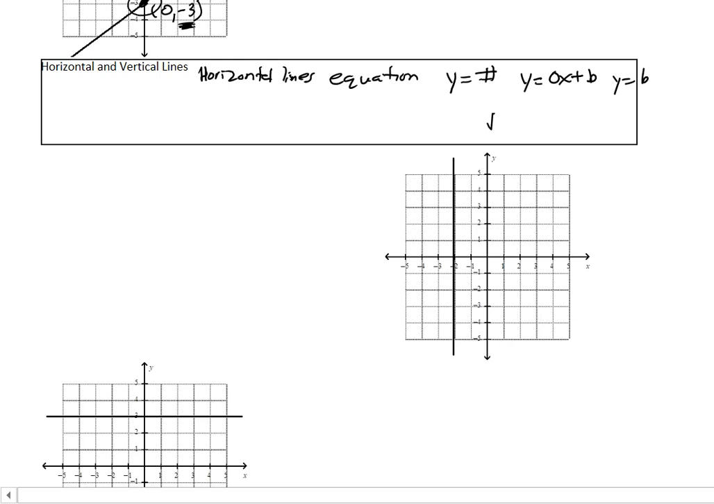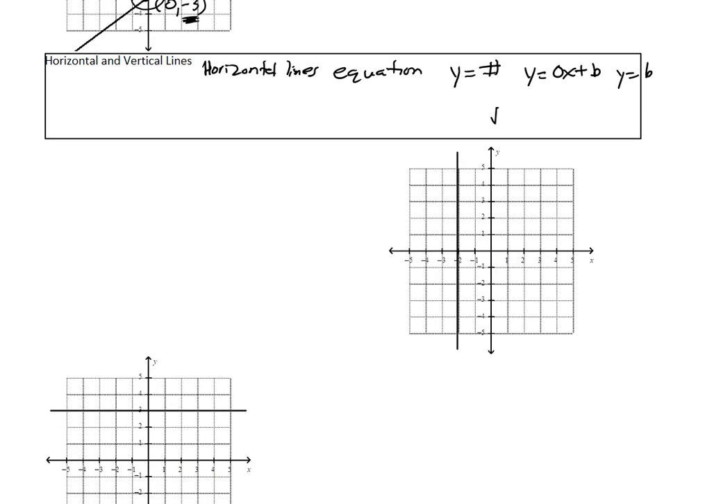A vertical line, there's no change in x. x stays the same. It's x equals a number.